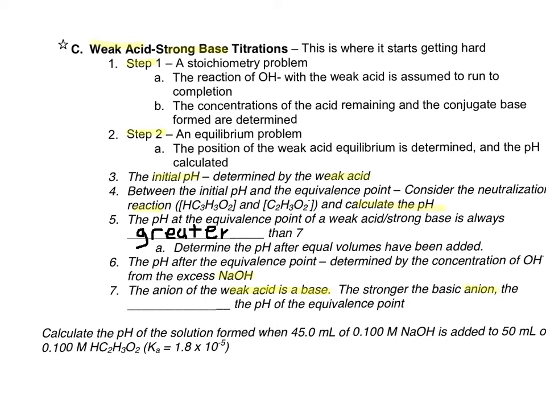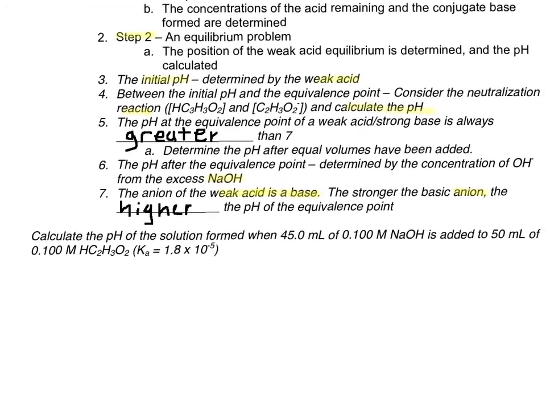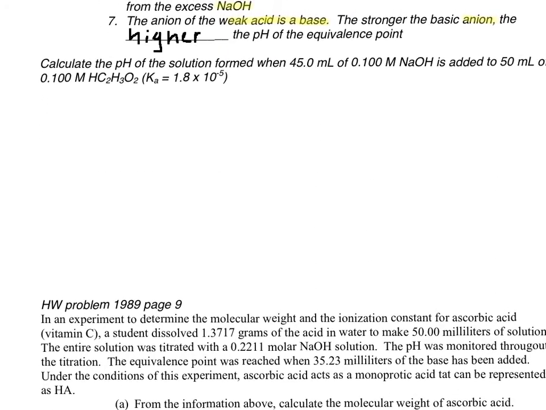So let's take a look at an example problem. When looking at these problems, the first thing that you ought to notice is that you've got a strong base, NaOH, and you've got a weak acid, acetic acid. That's a clue to you that you need to treat this as a strong base weak acid titration. Start this out the same way you start everything out, with a balanced chemical formula.